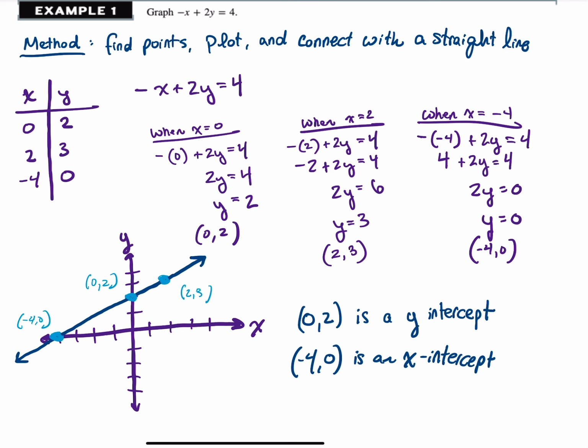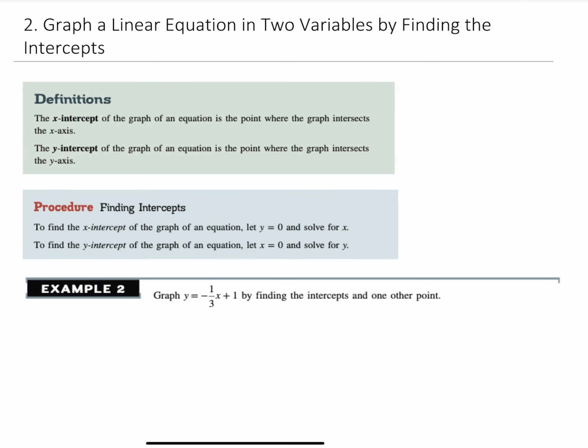So that's one method. We can just pick a few x values. We could have picked y values as well, whatever y values we want. Plug them in and see what we get. But we can also focus just on these intercepts because it ends up being easy to plug in zeros usually into an equation. So that's our next method. Graphing a linear equation in 2 variables by finding the intercepts.